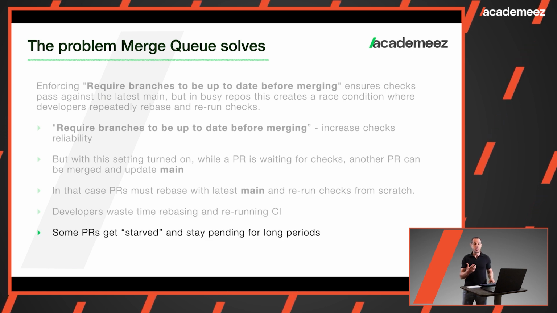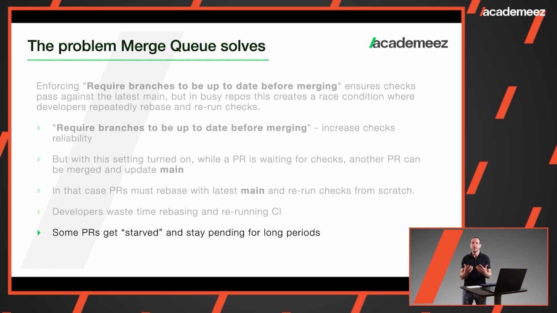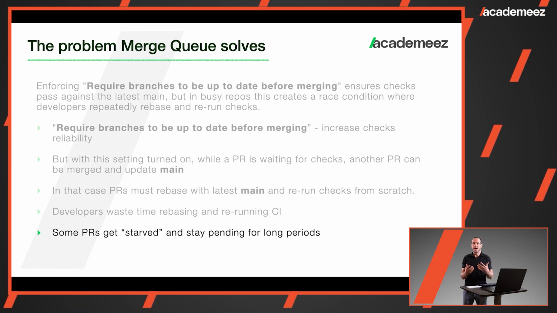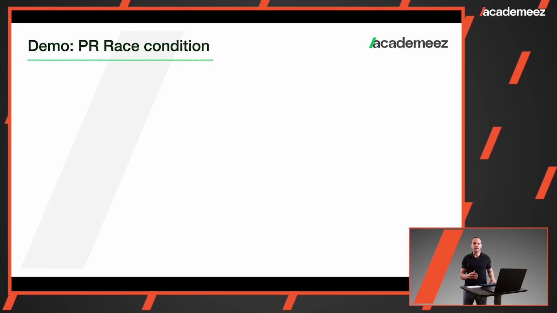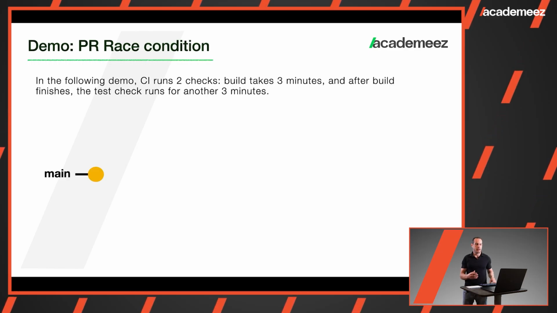And some PRs, as we mentioned, get starved. It's really hard to merge them. And you start hearing messages in Slack mentioning "hold your merges because I have an important merge that I want to push," stuff like that. So if I try to demonstrate this with a diagram, it looks something like this.